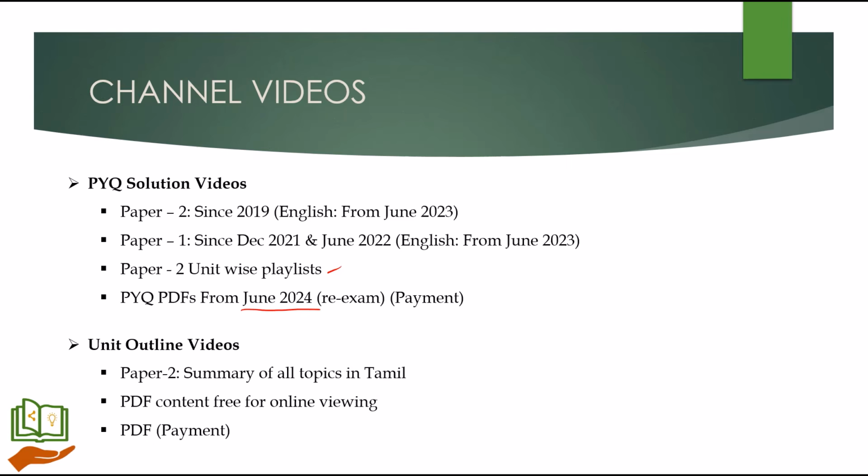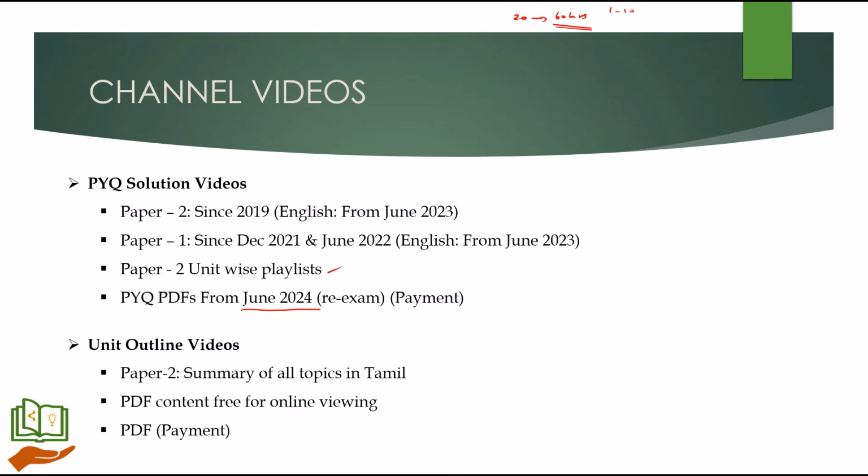This playlist has 20 videos in total, running for around 60 hours. In 60 hours, you will be covering all the topics listed in unit 1 to 10 in the UGC NET computer science syllabus. Some units will have a single video, some units will have multiple videos.